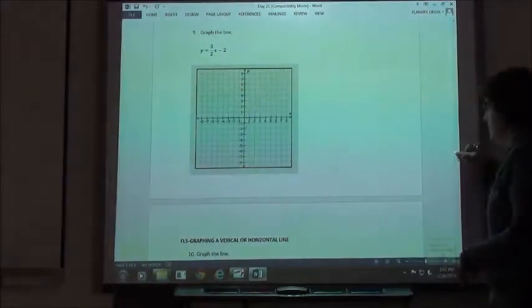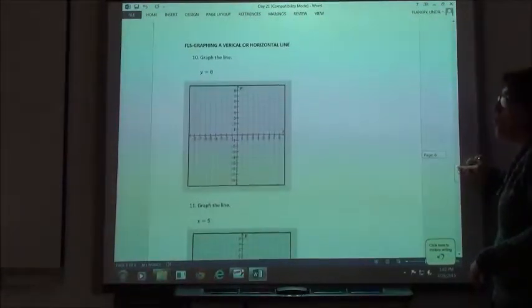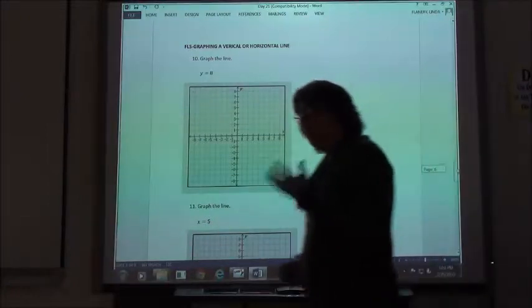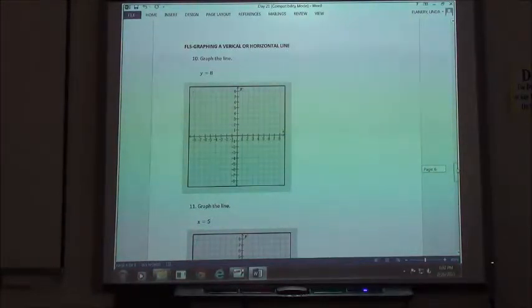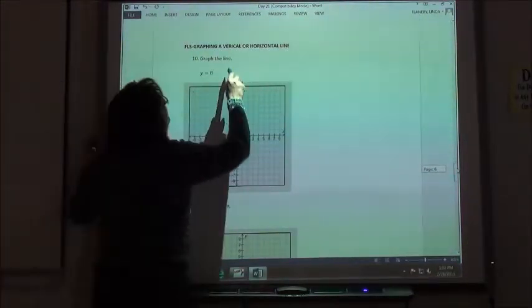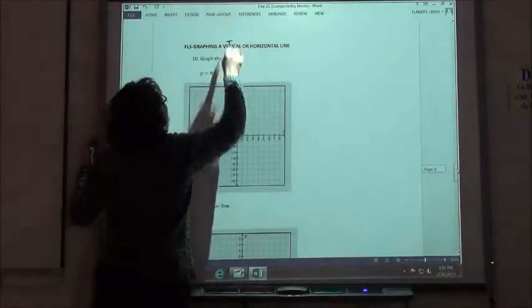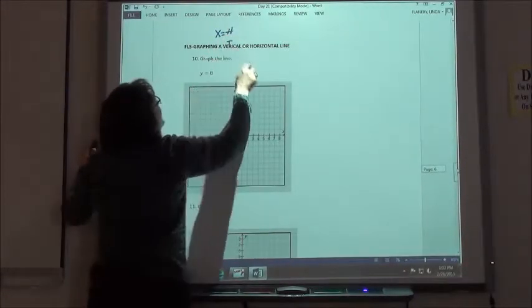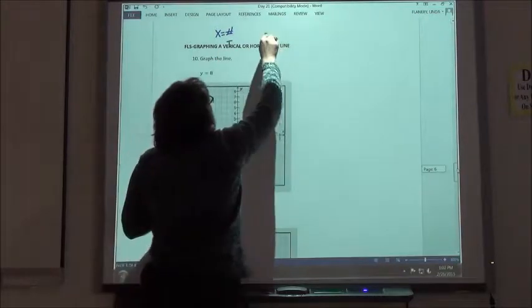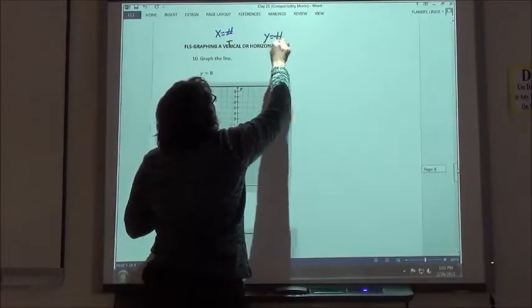Now, the next ones tell us we're going to graph vertical or horizontal lines. Sometimes we have an equation that just says x equals a number or y equals a number. It doesn't have both the x and the y in it. It's going to be vertical if you have x equals your number. It's going to go horizontal if you have y equals your number.